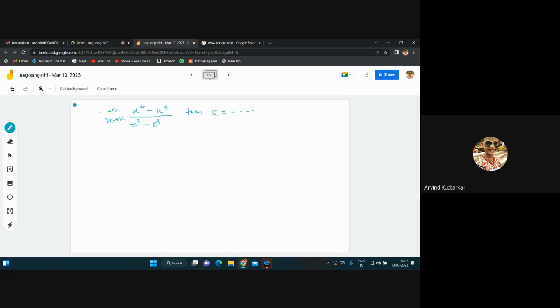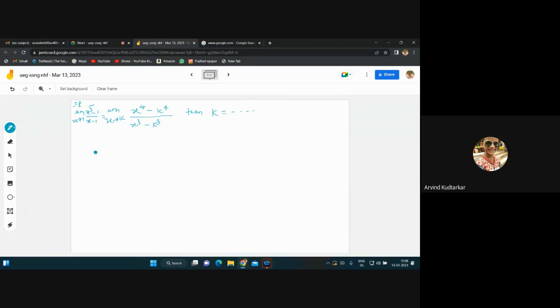Look at this. If limit as x tends to 1 of x raised to 5 minus 1 upon x minus 1 is equal to limit as x tends to k of x raised to 4 minus k raised to 4 upon x cube minus k cube. So here limits are given on both sides. We need to find k, where k is a constant. Then find k, means find the value of k.